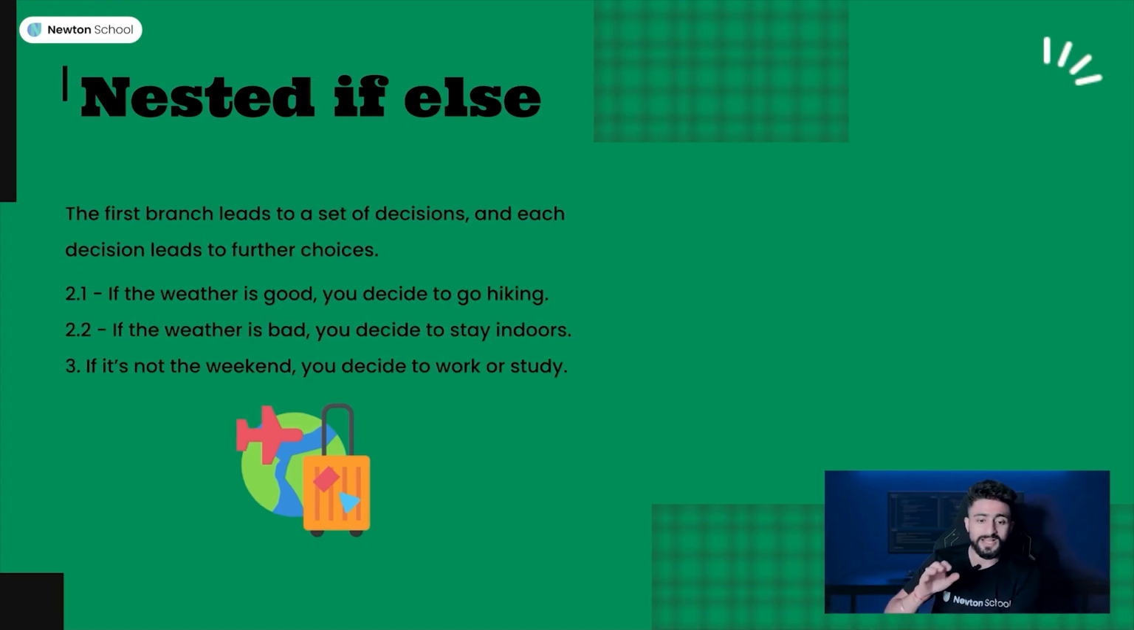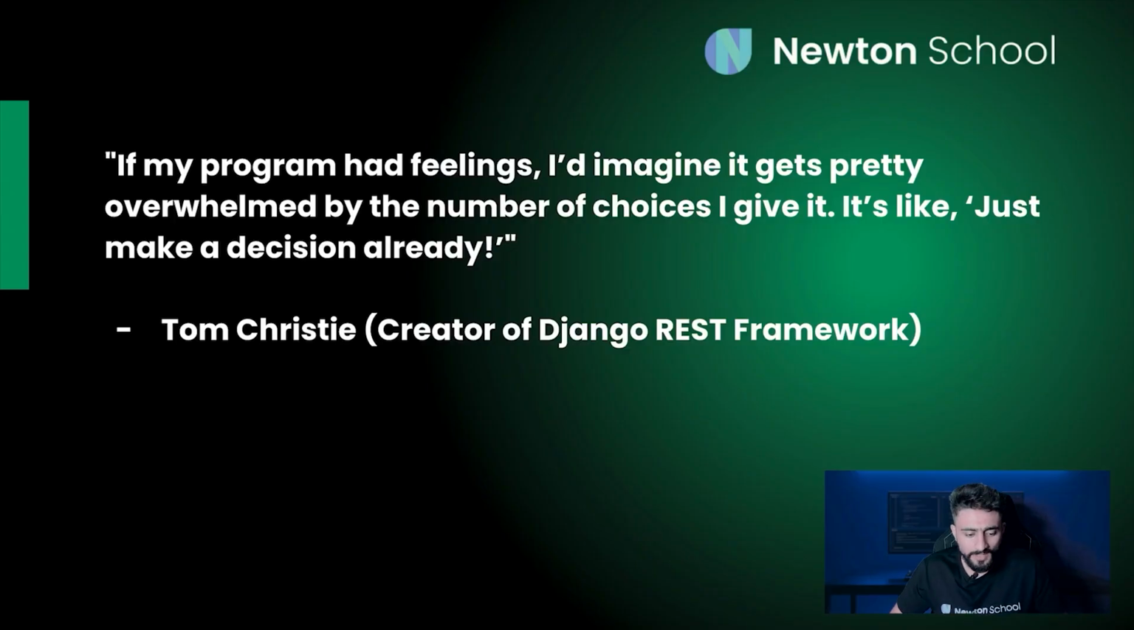Because only if one condition is true will you check another condition. The first branch leads to a set of decisions, and each decision leads to a further choice. For example, if the weather is good, you decide to go hiking. If the weather is bad, you go to the else block and decide to stay indoors. But if it's not the weekend, you decide to work or study. So let's see it with an example.